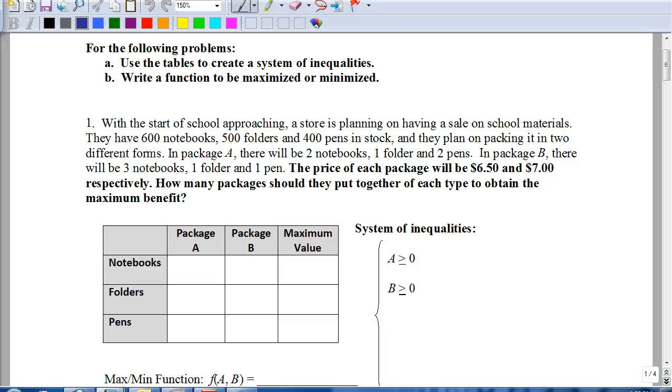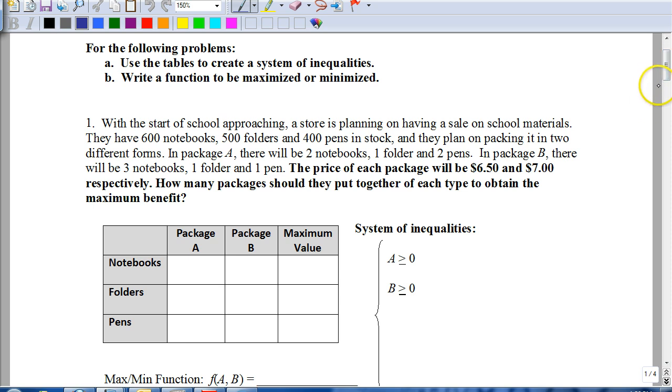Okay, so in the previous video we focused on graphing our systems of inequalities and using the function that was going to be maximized or minimized to find the maximum value. Well, for this one we're going to focus on just reading a story problem and figuring out how we can set up our system of inequalities and how we can figure out what our function is going to be that's going to be maximized or minimized.